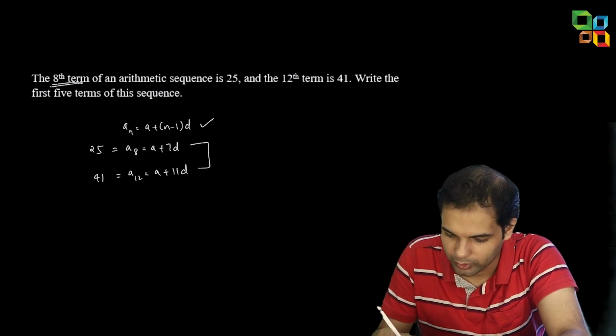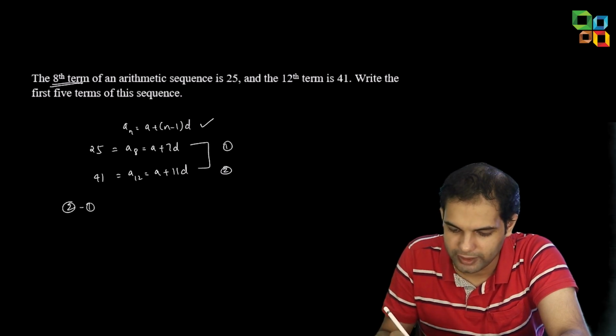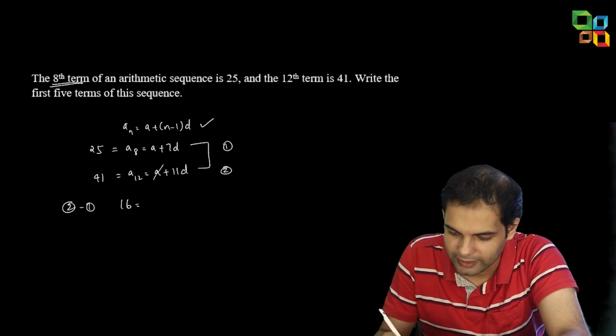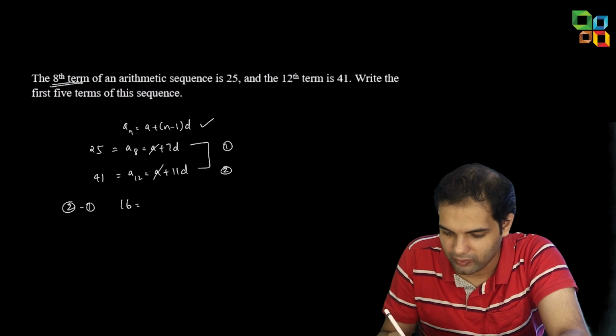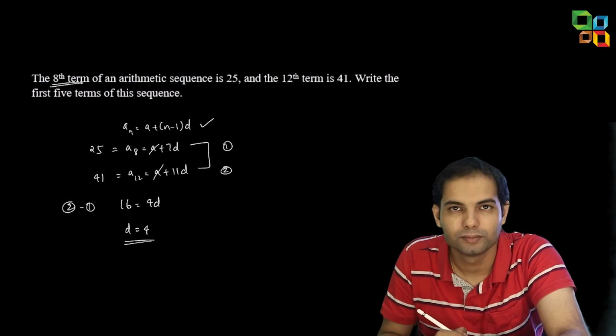So if I subtract the two equations, say this is 2, this is 1, if I do 2 minus 1, this is 41 minus 25, which is 16. And here A and A will get cancelled. 11D minus 7D, which is 4D. So D becomes 4.